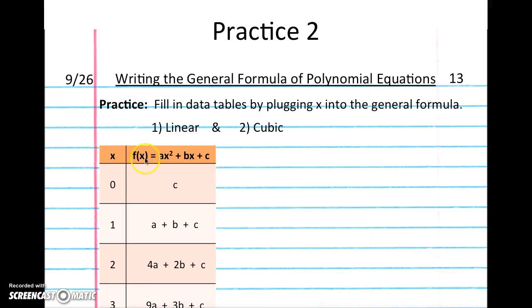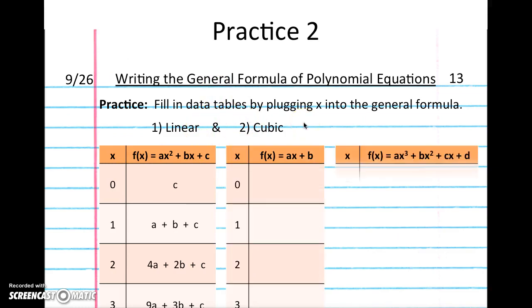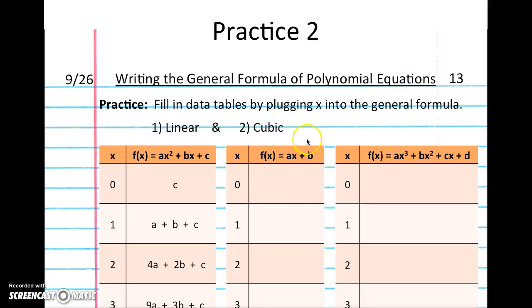You're going to do that for the following functions. You're going to do it for linear and for cubic. And your tables need to look like this, where you have, again, these numbers for x: 0, 1, 2, and 3, f of x, and the general formula written in the second column. And you'll do your work on the side just as I've done.